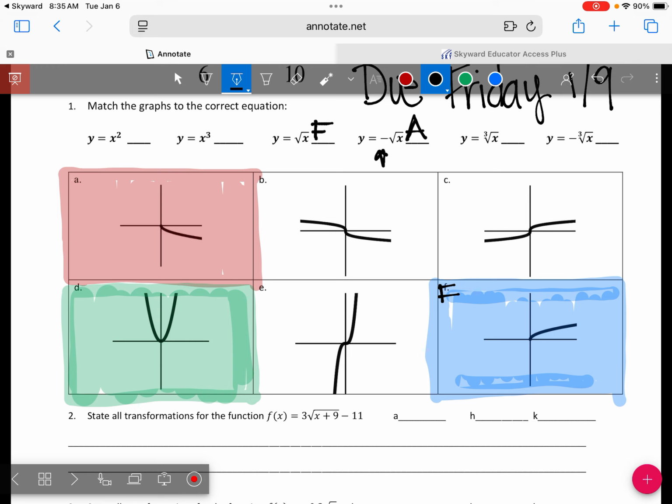And lastly, this green graph, that's just a regular quadratic. So where would that go? Where am I going to put the letter D? The first one.